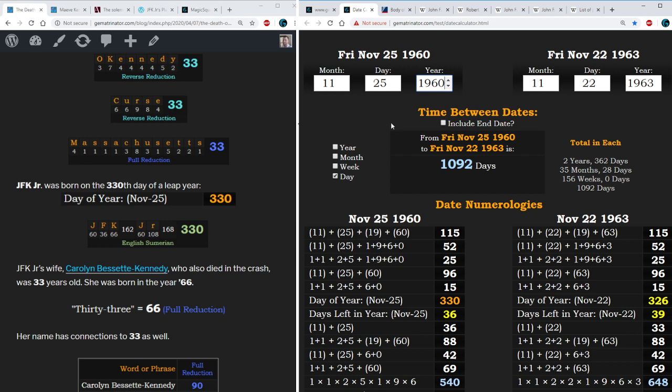JFK Jr. was, interestingly enough, born just a couple weeks after his father won the presidential election. Notice how his birthday has the same exact numerology as the date his dad was assassinated. And these events are strangely very connected. First of all, notice how JFK Jr. was born on the 330th day of a leap year.